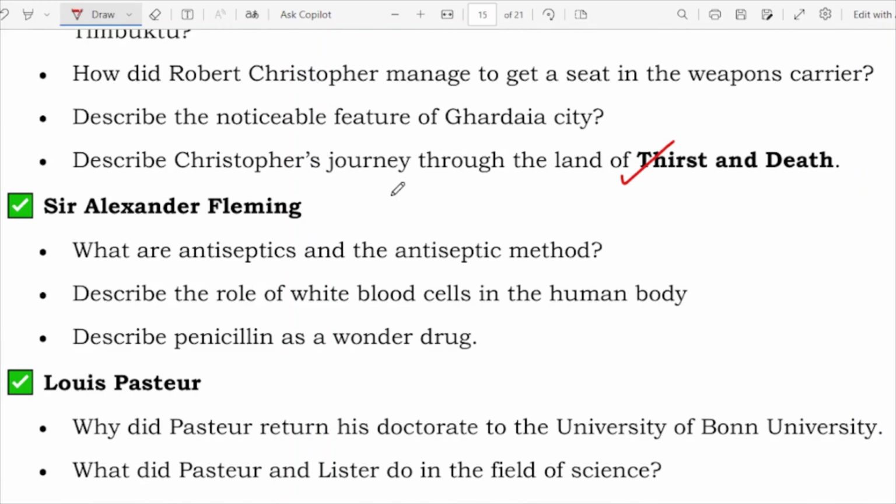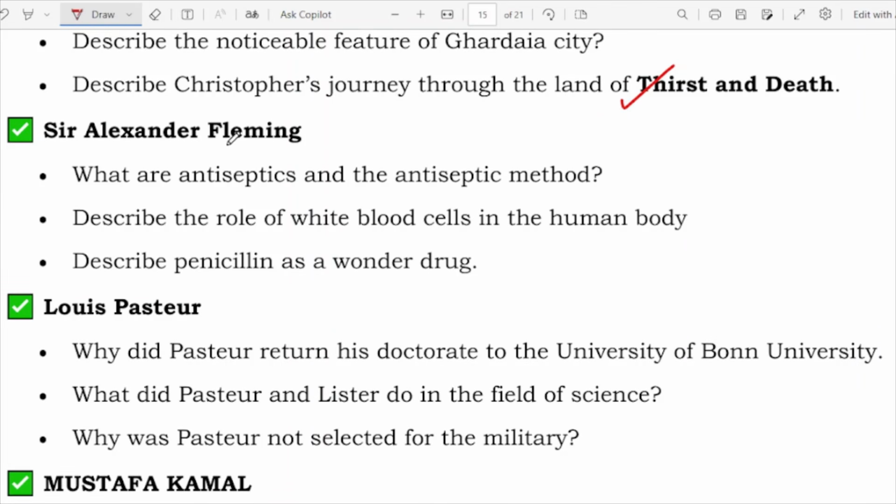Very important. Sir Alexander Fleming, don't write double M. Usually you write double M. That is a spelling error. Don't make any spelling error and tense error. Then you can get good marks in the exams, okay?